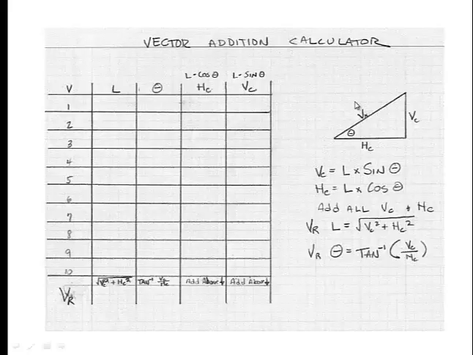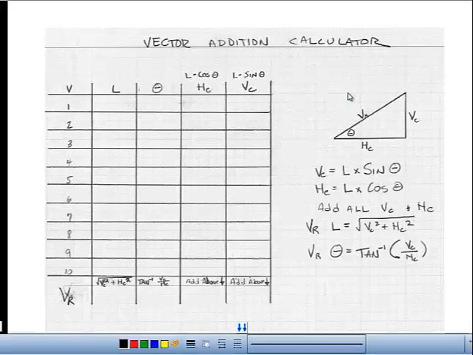Take a look at question 20, lesson 8. Question 20, lesson 8 gives us a vector that's defined as having 55 vertical and 75 horizontal. So how do we find the length of this vector, the V sub R?